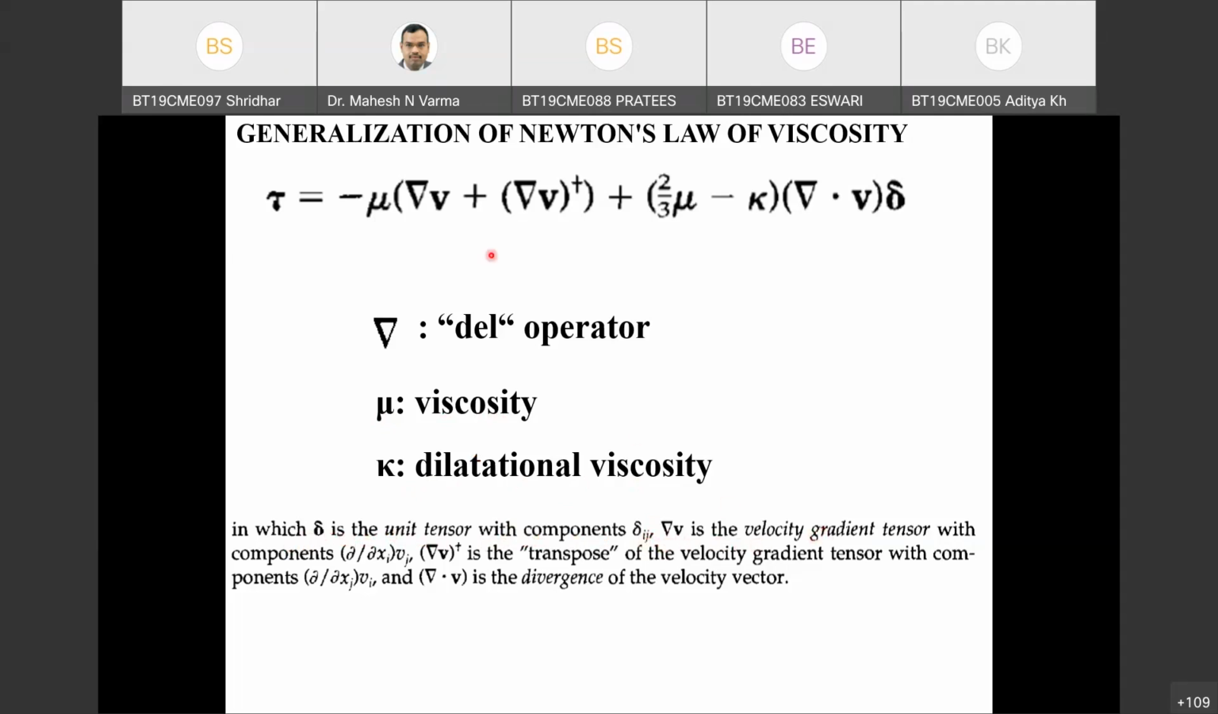Del V is the velocity gradient, with components del by del xi of Vj. And the transpose is the transpose of the velocity gradient. This T looks like a plus sign, so you can remember it like a transpose. It will be exactly the reverse of this. And del dot V is called the divergence of the velocity vector. It is pronounced del dot V, and it is called the divergence.